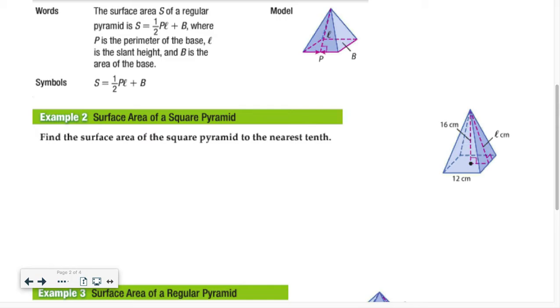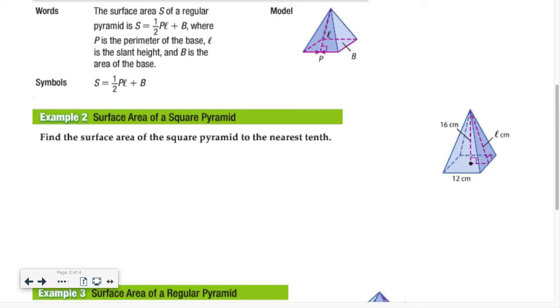So surface area of a square pyramid, find the area of the square pyramid to the nearest tenth. All right, if you look at this example, we are given the altitude of the pyramid, 16 centimeters, and we're given that the base is 12 centimeters, the base edge. We are not given slant height.